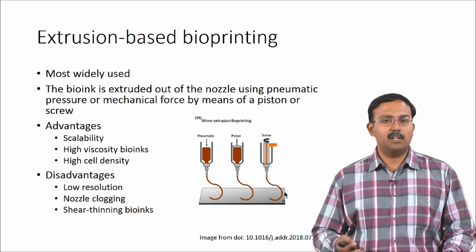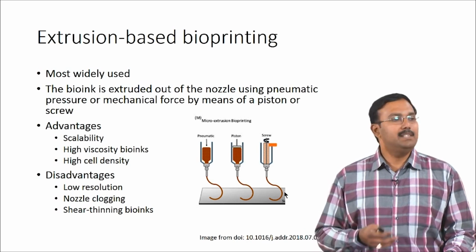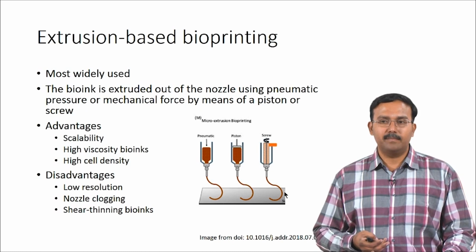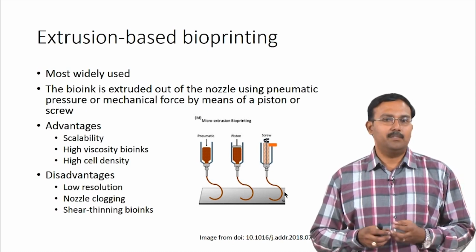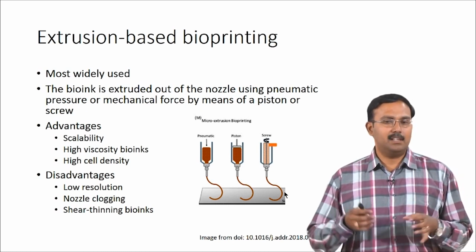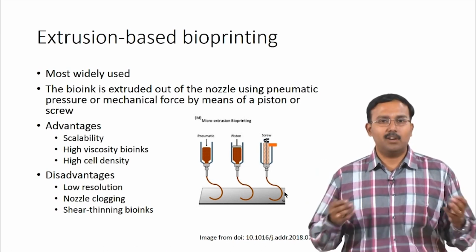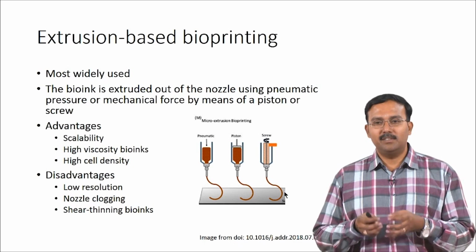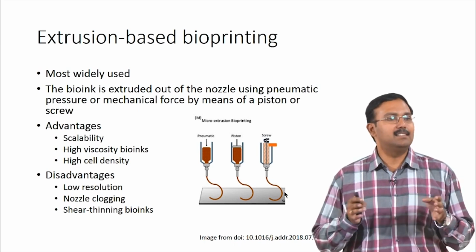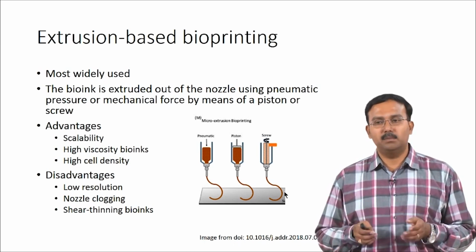Otherwise nozzle clogging becomes a problem, and you need the ink to be shear thinning, because when you are using highly viscous things and you are trying to push them, you would need a lot of energy to push it out, which will cause a lot of shear to the cells. So, if the ink is shear thinning, then the stress will not affect the cells as much.